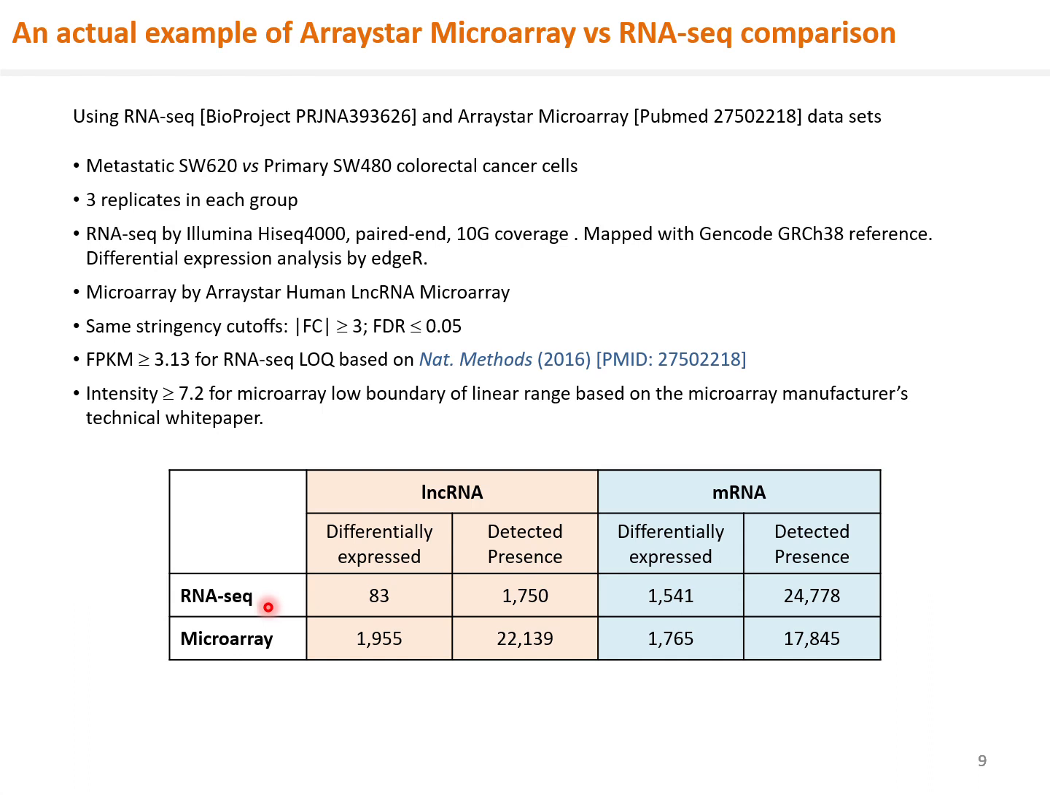The microarray signals detected the presence of more than 20,000 lncRNAs, whereas RNA sequencing detected only 1,750 lncRNAs. Clearly, microarray is more than an order of magnitude more sensitive for lncRNAs. The advantage of using microarrays for lncRNA over RNA sequencing is dramatic. For mRNAs, microarrays and RNA sequencing detected about 1,500 differentially expressed mRNAs, so the mRNA performance is similar for microarray and RNA sequencing.